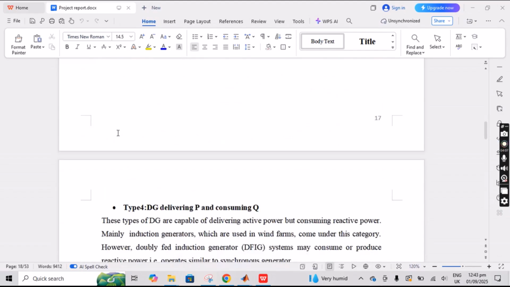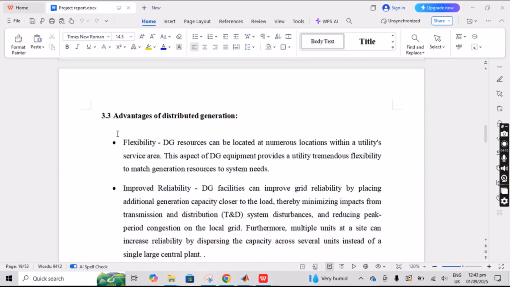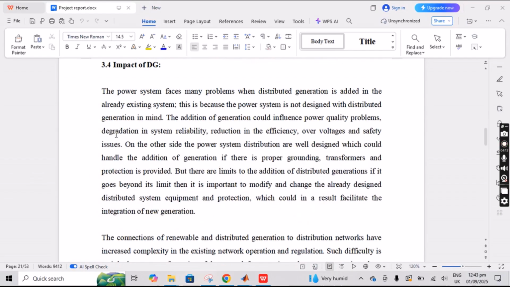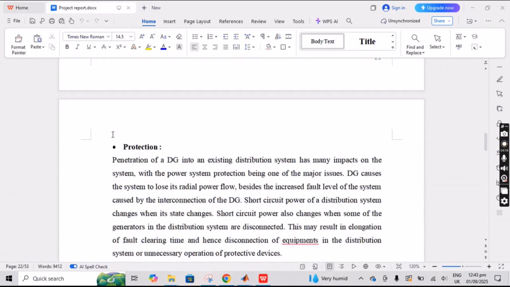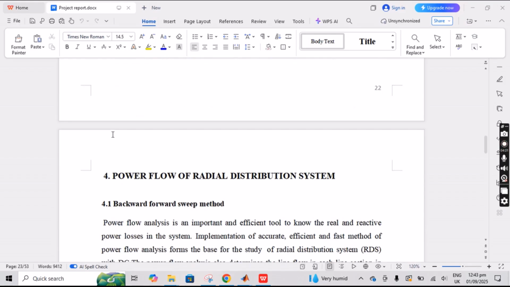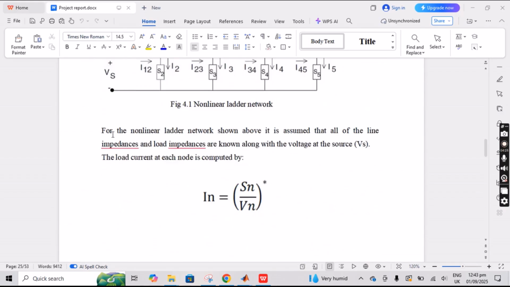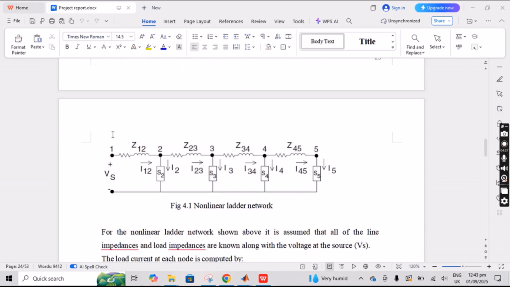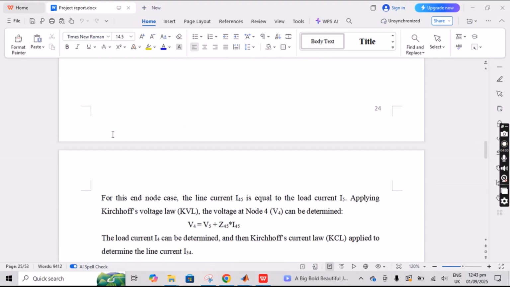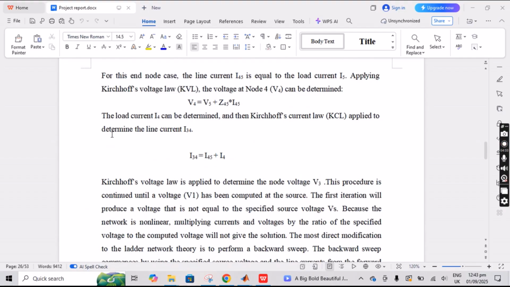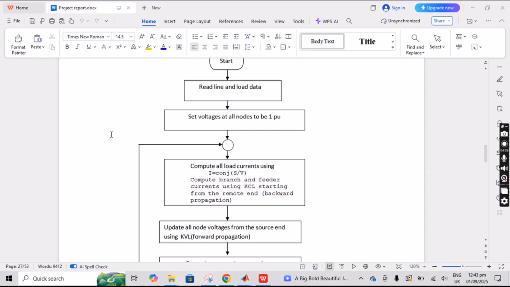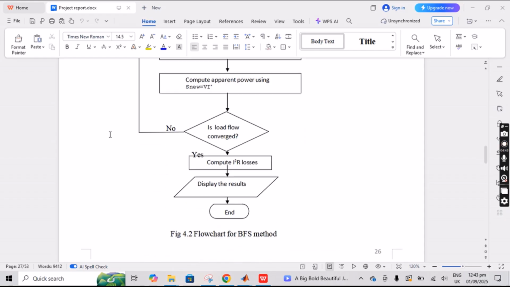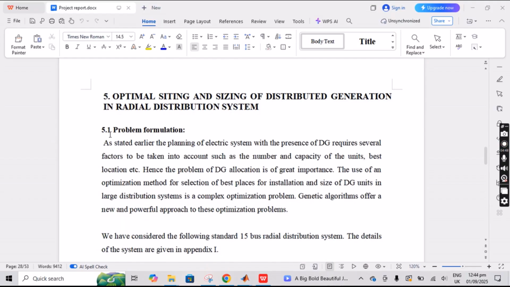These are the types of distribution systems I have explained here, and the advantages of distribution systems, impact of distributed generation and power quality accordingly, protection system, power flow of the radial distribution system, and the next part is the nonlinear ladder network. Basically, these are the ladder networks used for the different power structures. These are the flowcharts I have developed for the rated line and load according to different power levels.